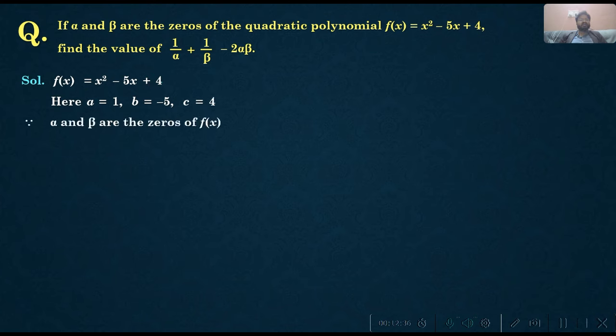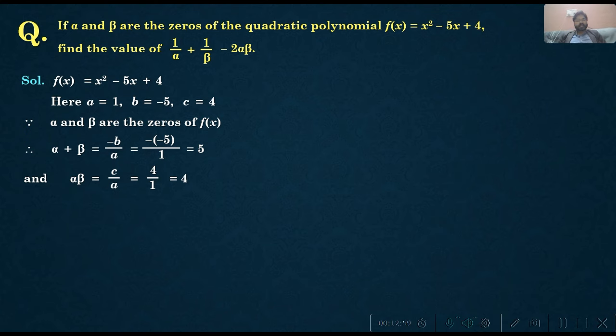Alpha and beta are the zeros. So alpha plus beta is equals to minus b by a. So minus minus 5 by 1, that is alpha plus beta is 5. Alpha into beta is equals to c by a. So 4 upon 1, that is 4. Alpha plus beta is 5 and alpha beta is 4. Now we will find 1 upon alpha plus 1 upon beta minus 2 alpha beta.